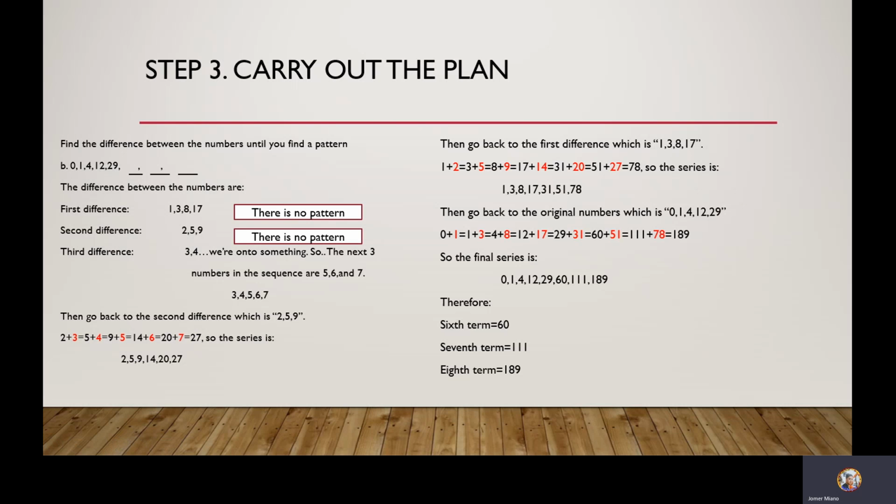So, yung series na nabuo natin ay 2, 5, 9, 14, 20, and 27. Then, go back to the first difference, which is 1, 3, 8, and 17.